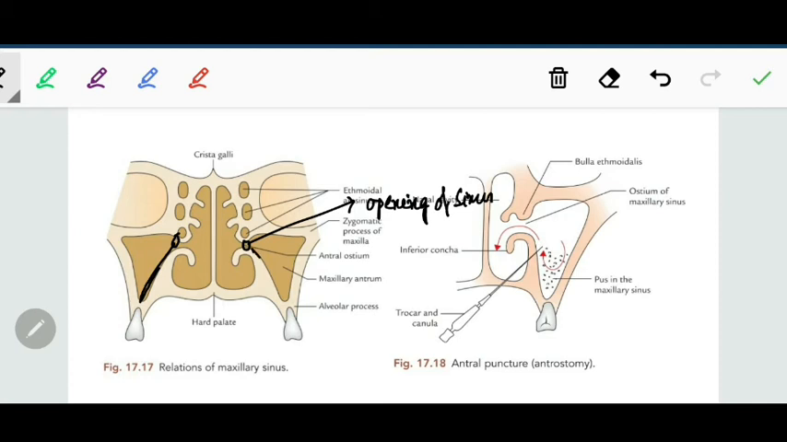That means the opening is close to the roof and it is a disadvantageous position for natural drainage. So if there is accumulation of pus inside the maxillary sinus, that pus has to follow an anti-gravity route. It has to drain against gravity in order to gain entry into the nasal cavity. So that is a bit of an unnatural thing.